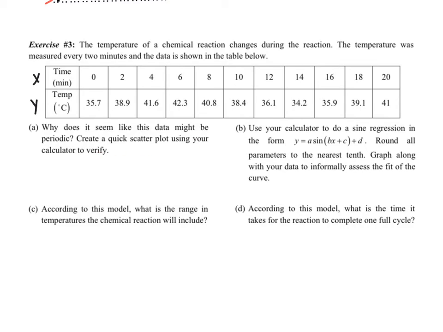Create a quick scatter plot using your calculator to verify. So I quickly typed it in my calculator so you can verify that it is periodic. It does have that up and down behavior. So now it says use your calculator to do a sine regression. So they are telling you what to pick. A sine regression that looks to be in this form. Round all parameters to the nearest tenth, then graph your data to informally assess the fit of the curve.